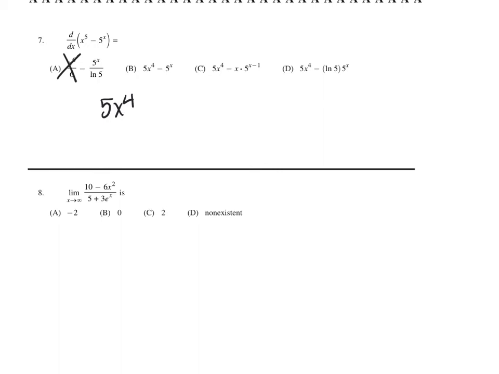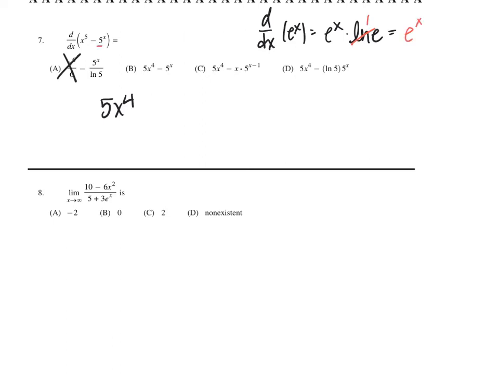Picture that as e to the x. And what's the derivative of e to the x? It is e to the x. But something that we've forgotten is that it's also times the natural log of e, or natural log of the base. The reason we're allowed to forget that is because we all know the natural log of e is 1. So I would just be left with e to the x.